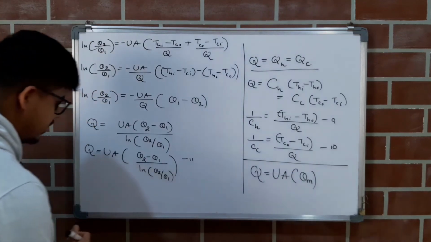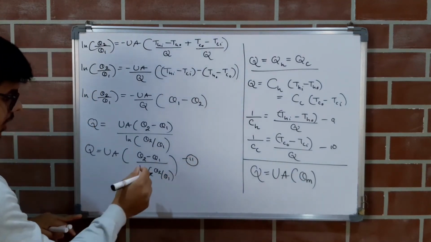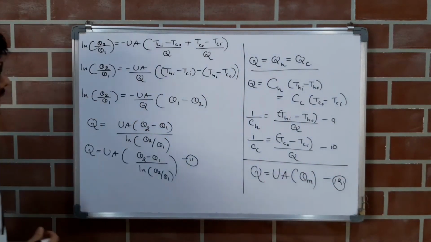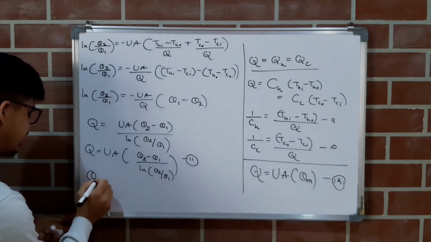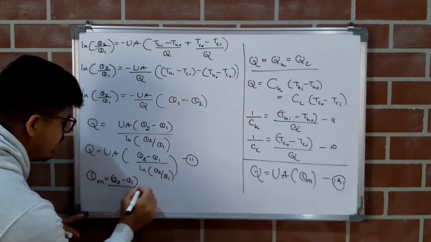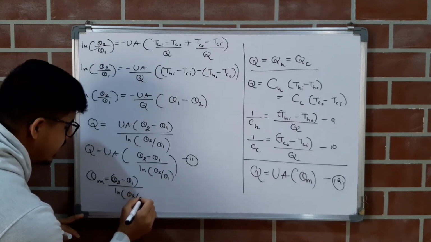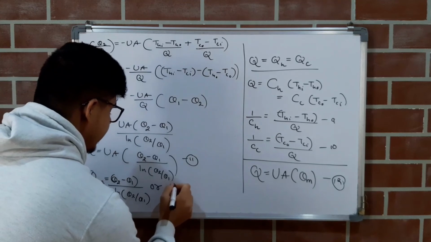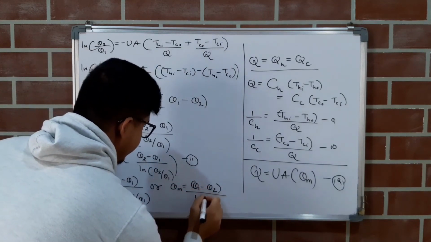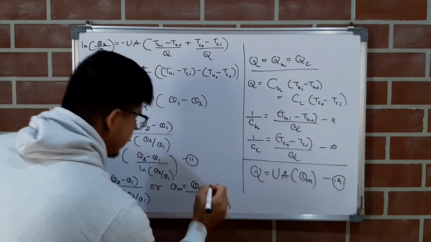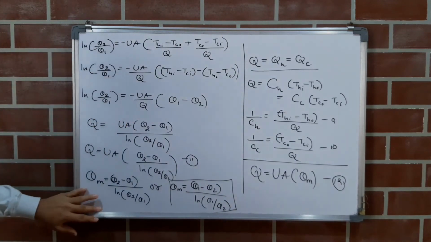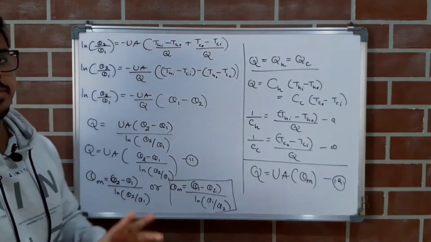our LMTD. So by comparing equation 11 and equation 12, we get the value of theta m as theta 2 minus theta 1 upon ln of theta 2 by theta 1, or you can write theta m is equal to theta 1 minus theta 2 upon ln of theta 1 upon theta 2, right? Just multiplying the minus in the denominator. So this is the value of LMTD for parallel flow heat exchanger.